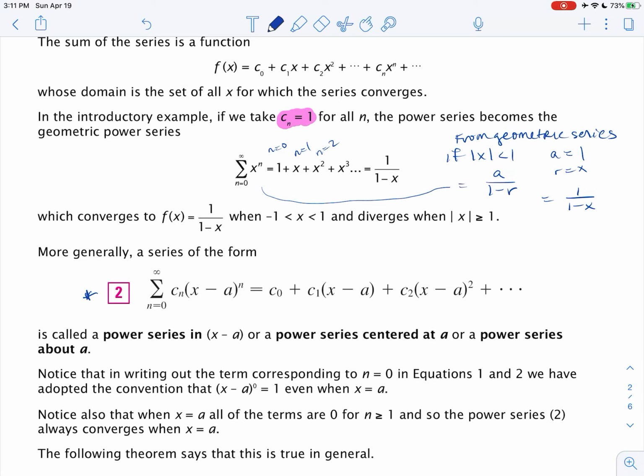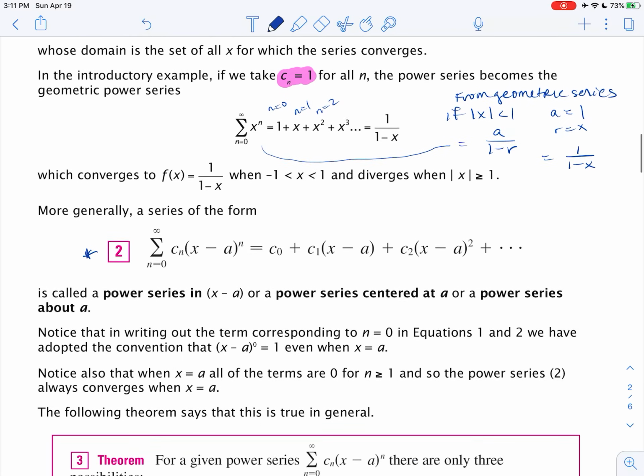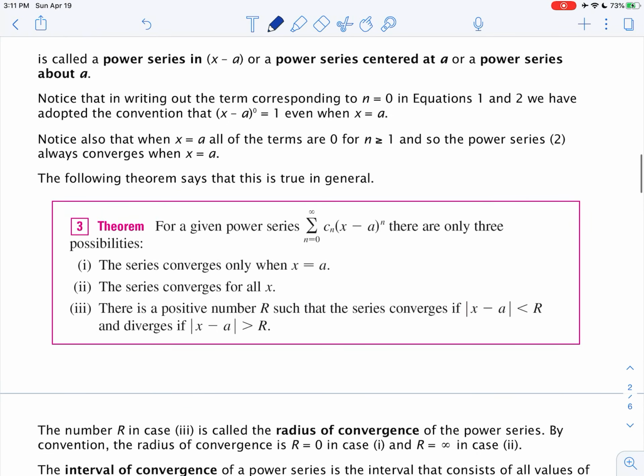Does that make sense? So we will be talking about the collection of values of x that, when substituted into our power series, make our power series converge. And that will be known as its interval of convergence. And we're going to find out that for any given power series, there are only 3 possibilities. And that is that the series will only converge for x equal to a.